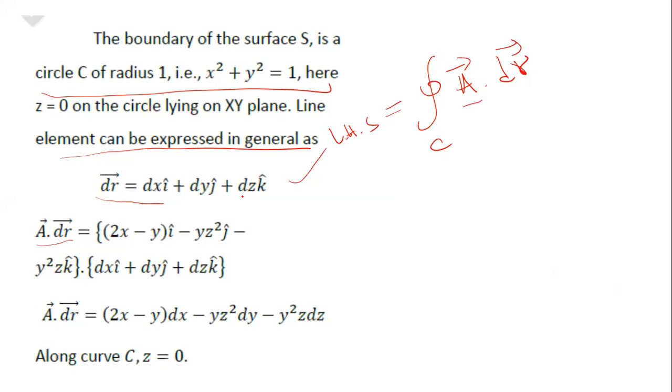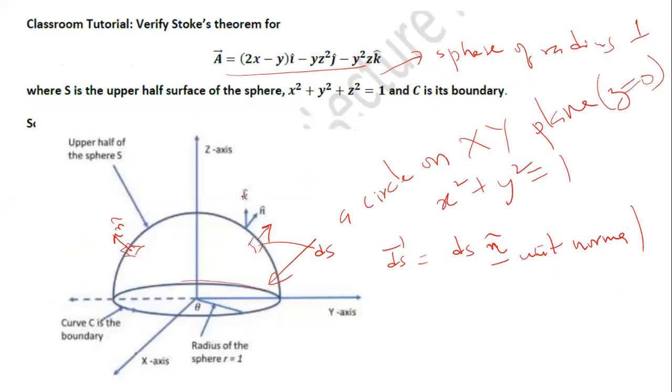Okay, and also you should know that as you perform this loop integration, A dot dr, you have to perform this loop integration along this curve, which is bounding the surface under consideration. Since the curve under consideration is lying on the xy plane, along this curve z value is 0, right?